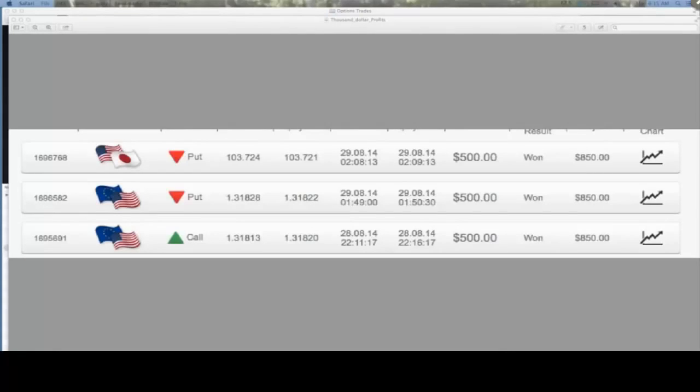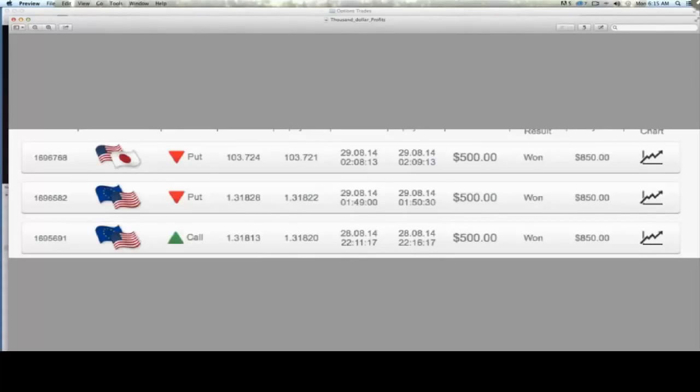So he said the value is going to be less than what it is right now in 1 minute. You see that it was 103.724, and then it changed to 103.721 when the market closed exactly 1 minute later. You see that's 2:08:13, and it closes at 2:09:13. And he basically made $350 in that 1 minute period. So in that 60 seconds, he made $350.